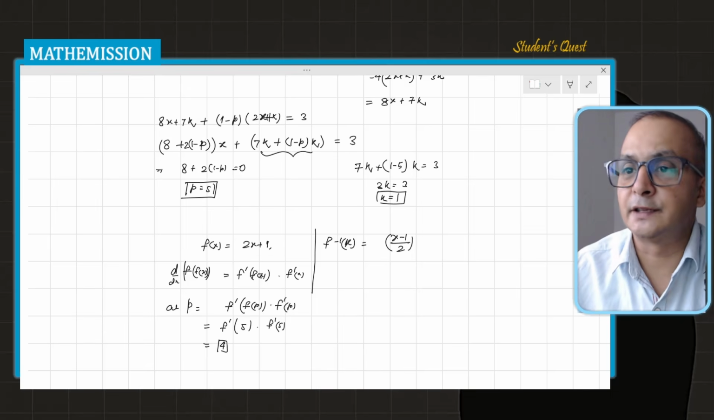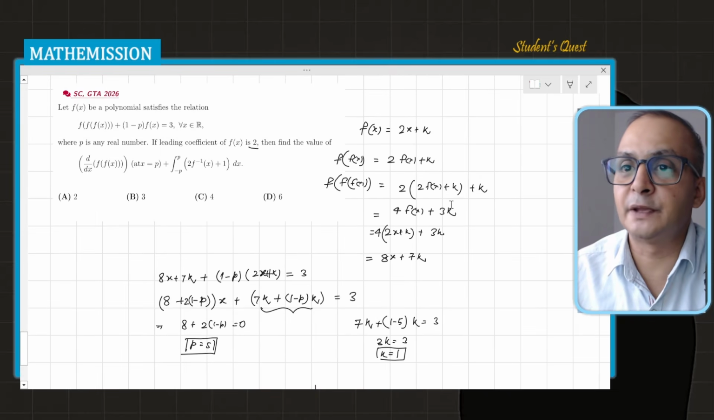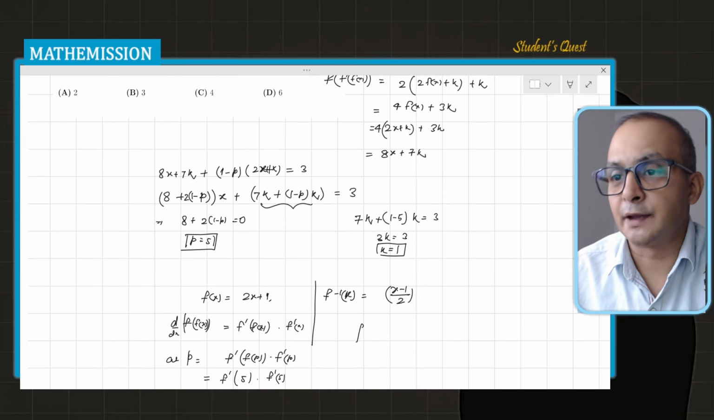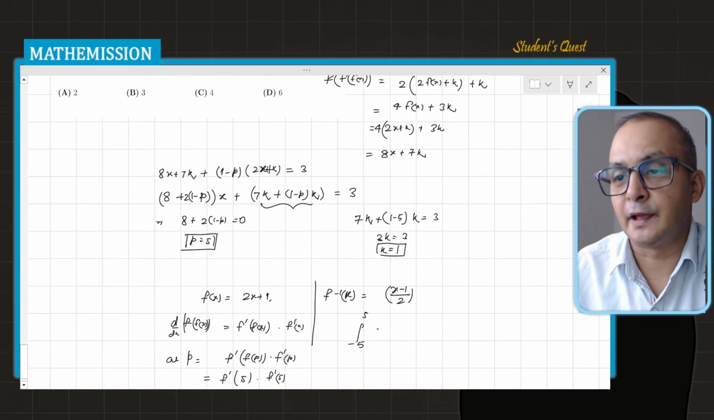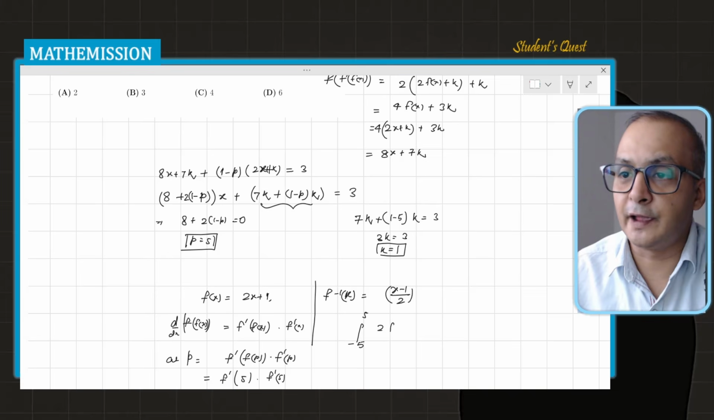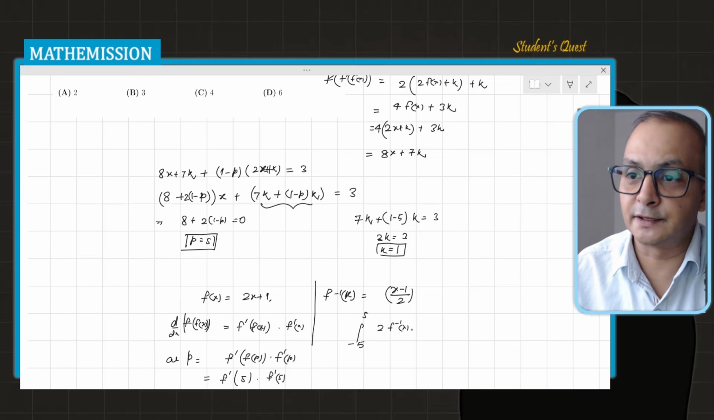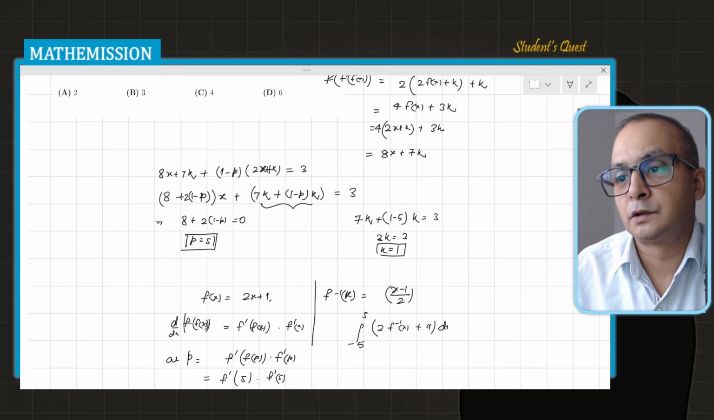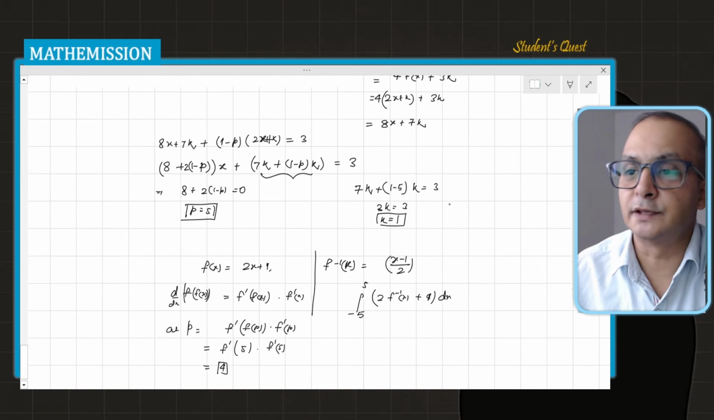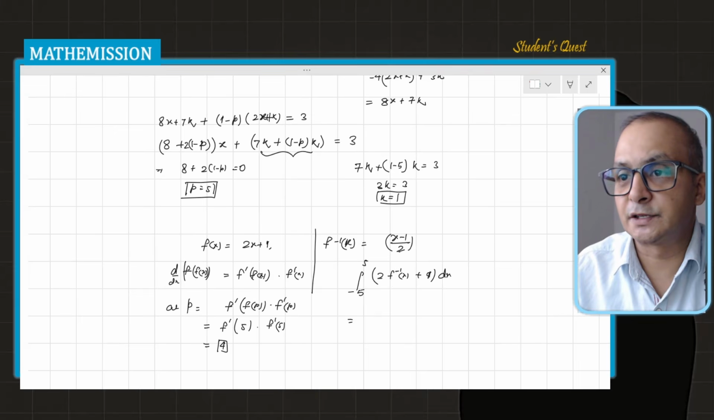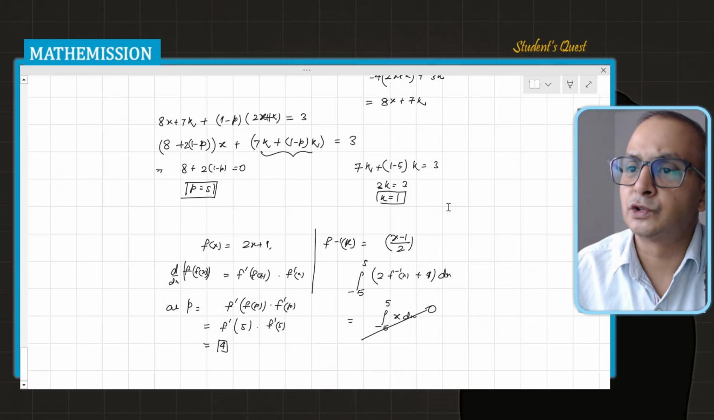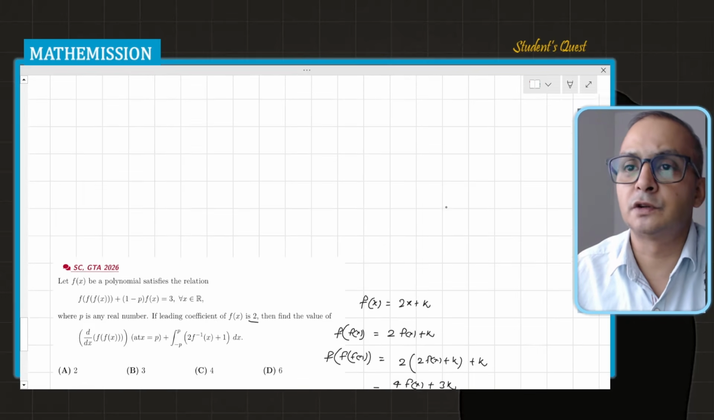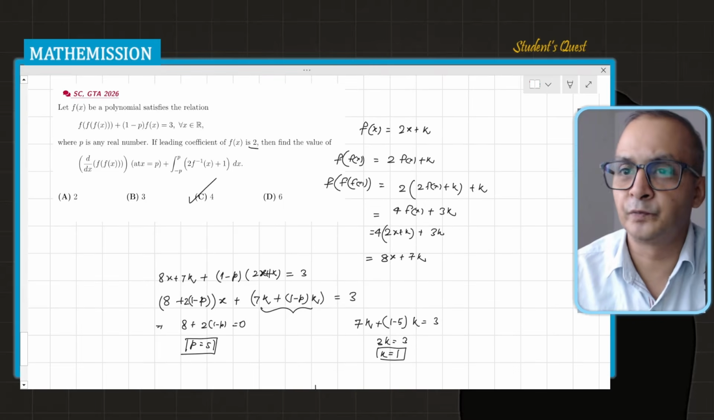Now let's look at the second part of this. The second part is the integral from minus p to p of twice of f inverse of (x plus 1). So minus 5 to 5, and twice of f inverse of x is just x, so it will become x minus 5 to 5, and the constant also gets cancelled. So this is going to be 0 because it's an odd function. So the answer is 4 only: 4 plus 0 is 4. So option C is the correct one.